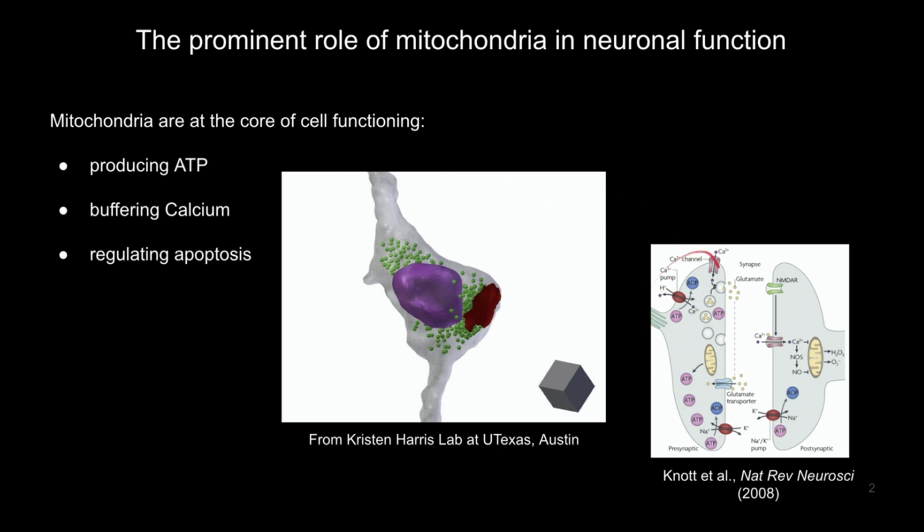Here I show you some of the processes that require ATP to maintain the transmission. For calcium, once an action potential arrives and calcium comes in, the calcium level needs to return to baseline levels, and for that you need energy to take the calcium out, and for many other processes.